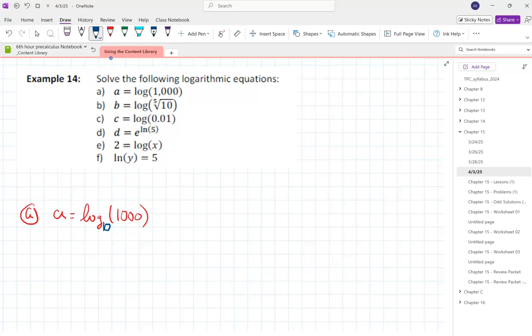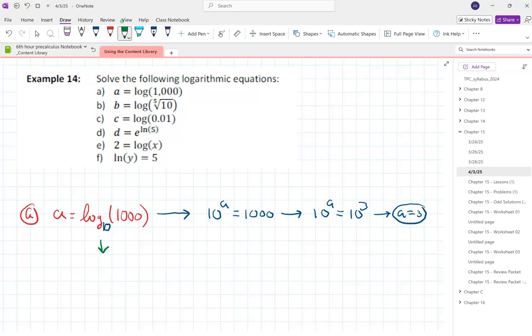Have to remember that. So if I used my definition of logarithms, I would say, okay, 10 to the A equals 1,000. And I can rewrite 1,000 as 10 to the third. So I get that A is just equal to 3. And it's fine to think about it this way, and that's like the natural first way to think about it.